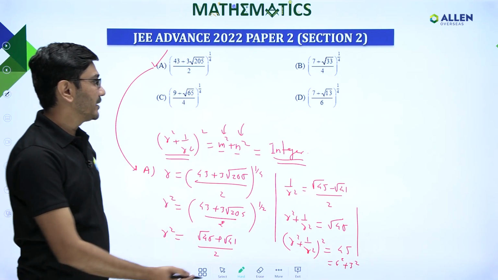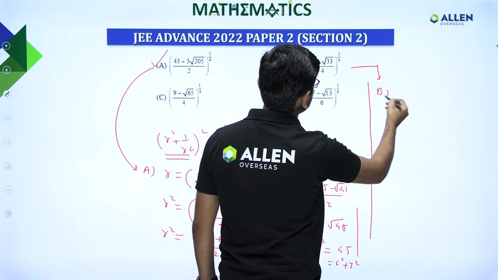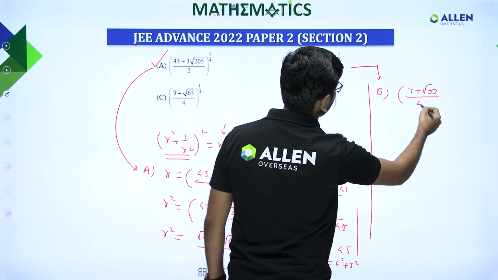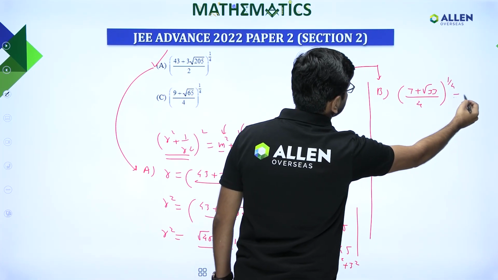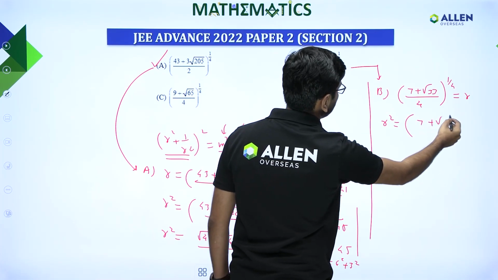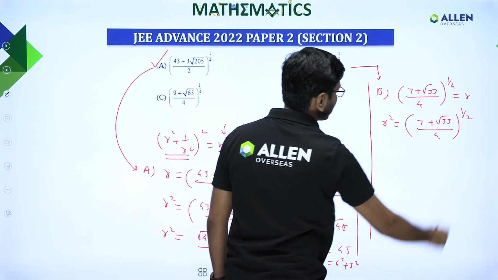If you just check for option B, in option B we have been given r as 7 plus root 33 divided by 4, raised to 1 by 4 power. So, r square will be 7 plus root 33 divided by 4 raised to 1 by 2, square root of this.